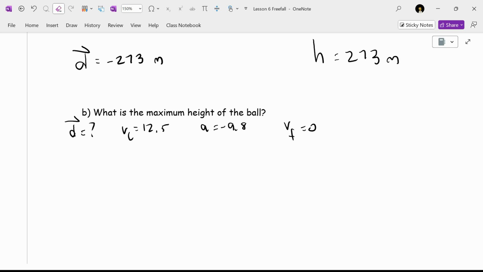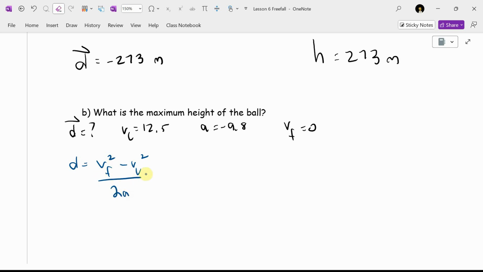So now I'm looking for an equation that has a D, a VI, an A, and a VF in it. There is one. Yeah, it's the squared. You can write that if you want to, or you can try and get the D by itself in your head right now. Talk me through it, Megan.